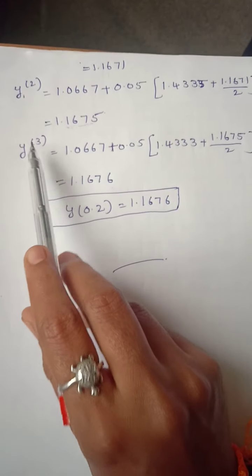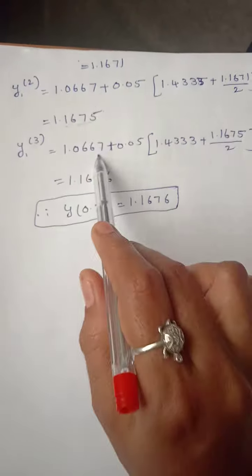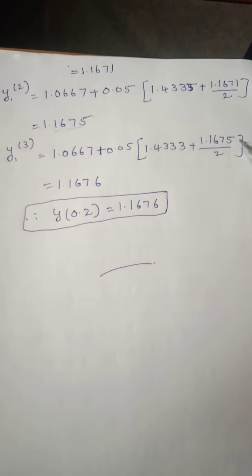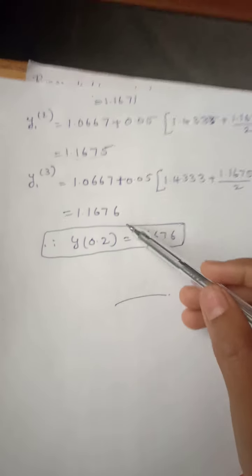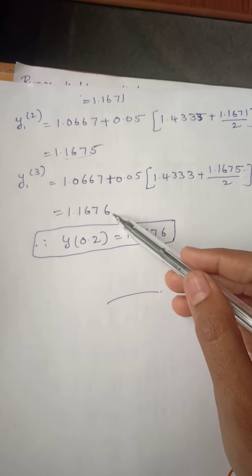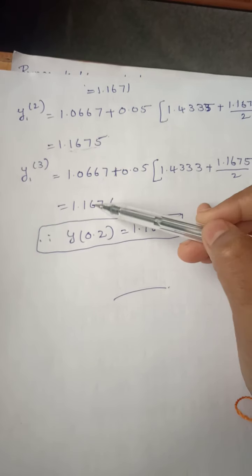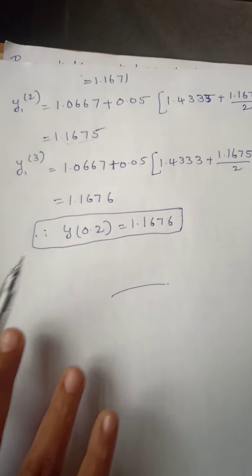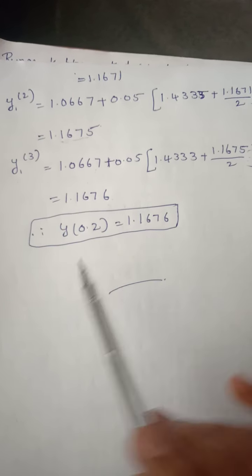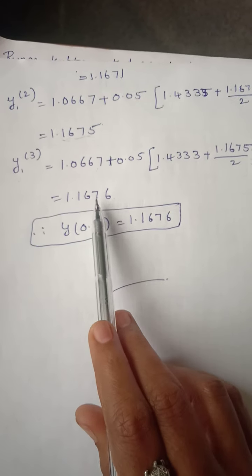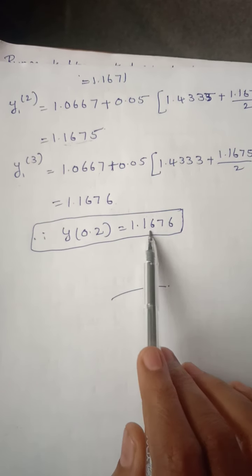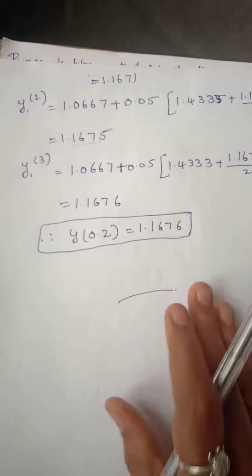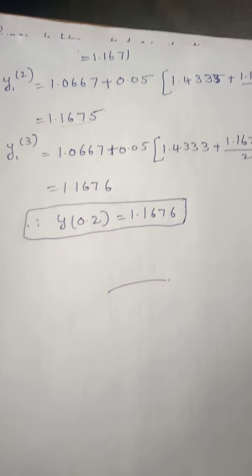So again y1 of 3. The same thing will repeat here, only in the place of y1 of 1 we have to substitute the y1 of 2 value. The answer here is 1.1676. Here 3 decimal values are the same, but in the problem they asked for only 3 iterations, so we stopped the problem here. So what is the value you got at the end? That is your answer. y at 0.2 is 1.1676. So this is the method to solve the modified Euler's method.